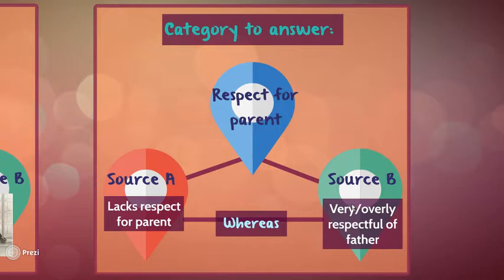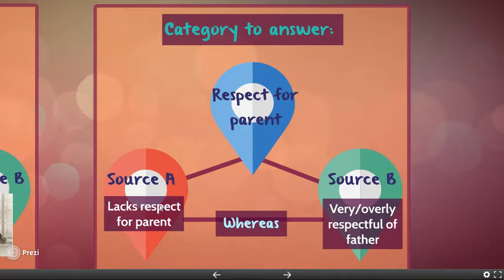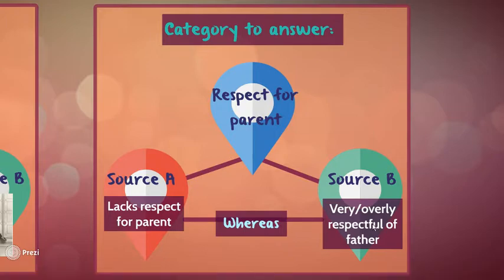Now that's the paragraph in its most basic form, this idea of start with a category, talk about how source A fits into that category, then contrast it or liken it, depending on whether you're being asked to focus on similarities or differences, to source B and say how that fits into the category. So that's your basic overview of what your paragraph is going to look like, but you do need some extra things in there as well.